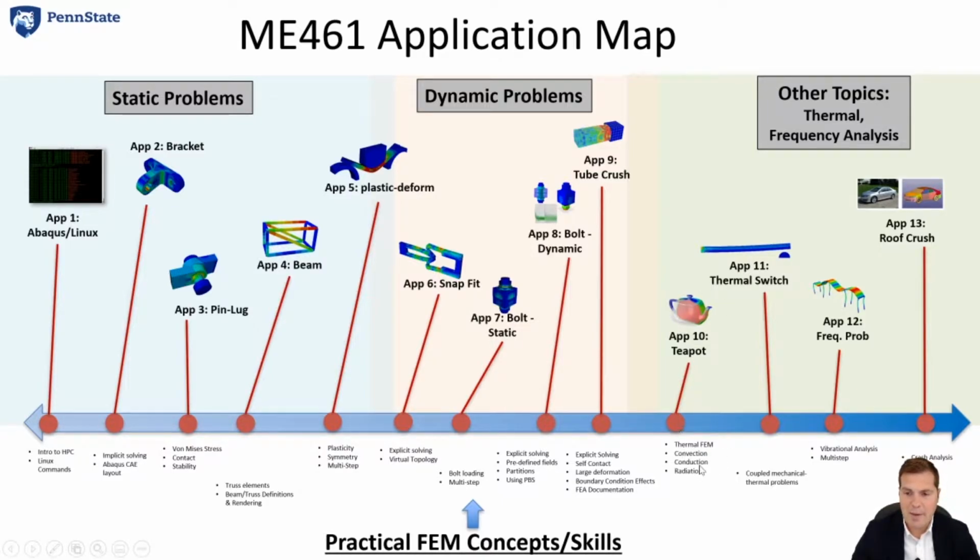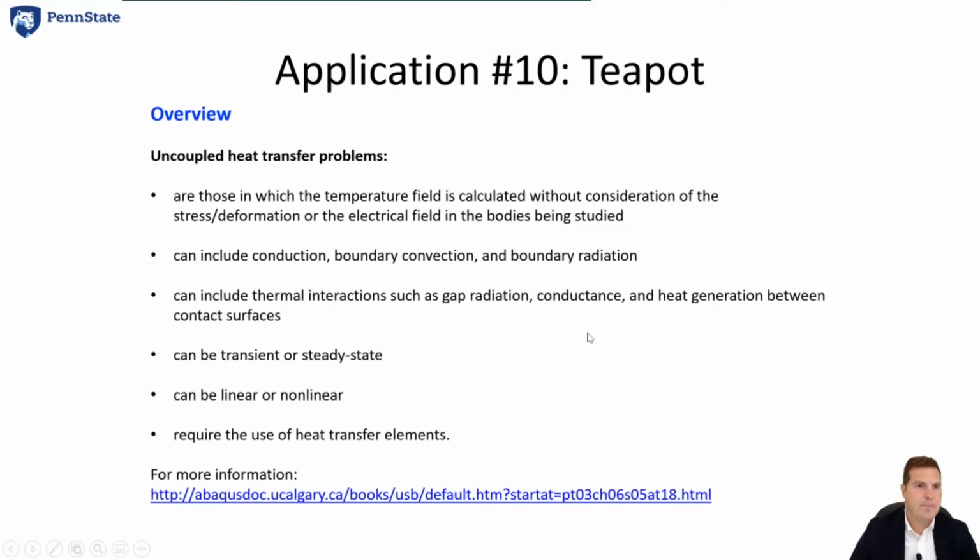We're going to start by looking at boundary conditions, basically conduction, convection, radiation. Abaqus can actually handle all these things, and so that's the purpose of today. Uncoupled heat transfer problems here. This information is from some Abaqus documentation, and the uncoupled heat transfer problems are those in which the temperature field is calculated without consideration of stress and deformation, just as I mentioned. Or you could also consider the electrical field. And it includes these different types of heat mechanisms.